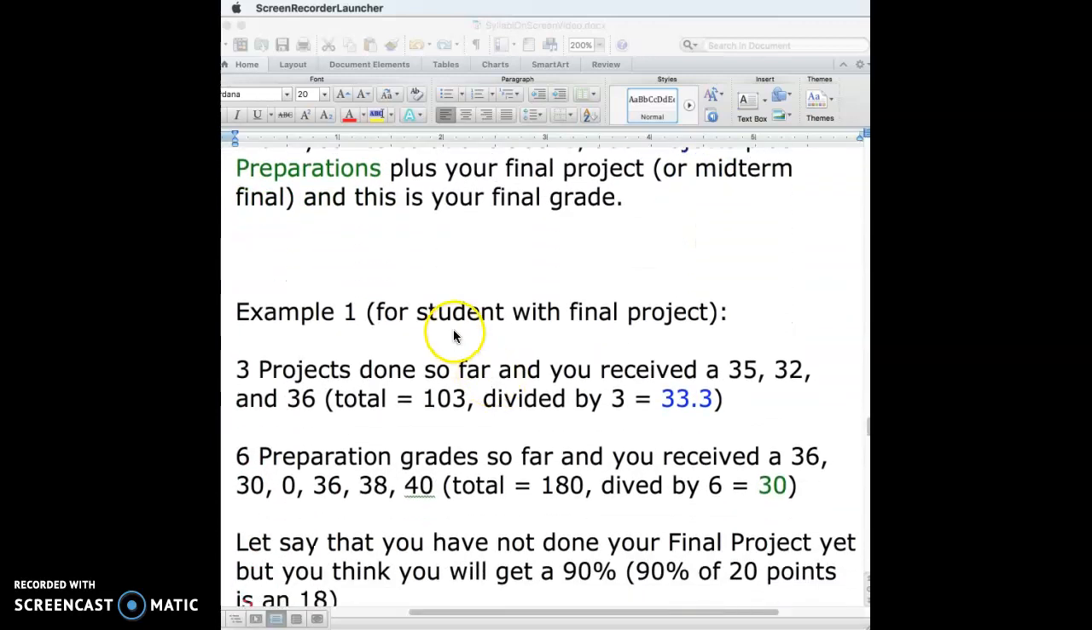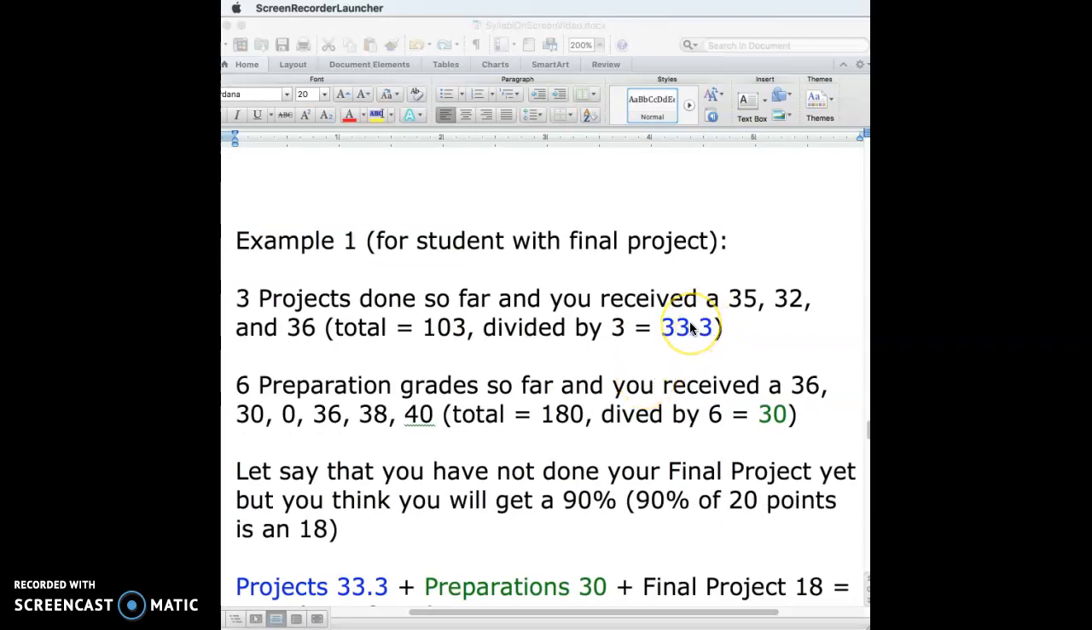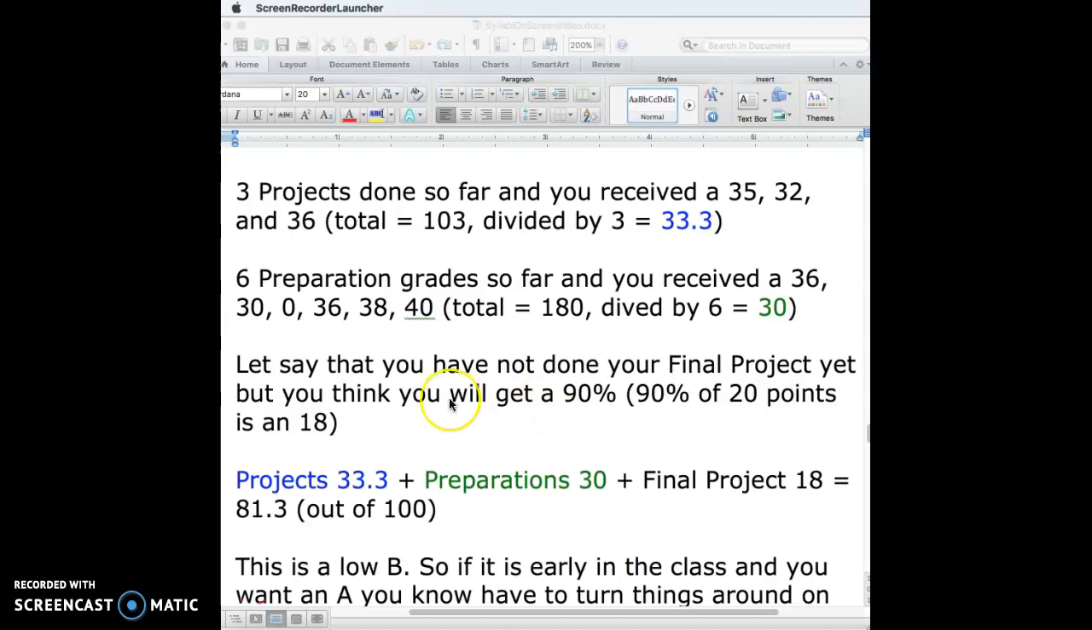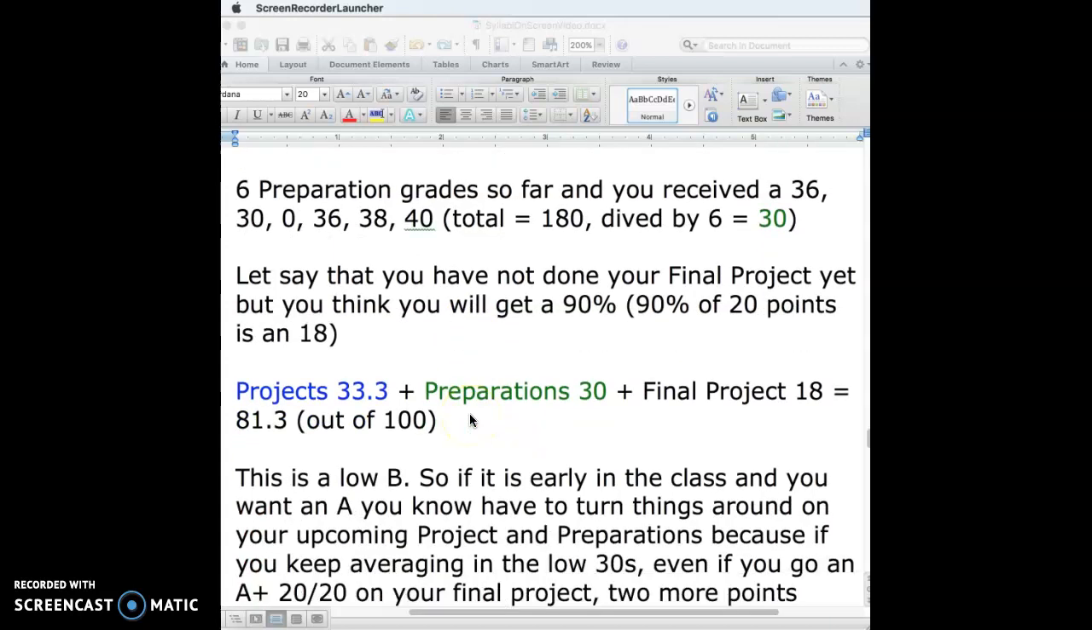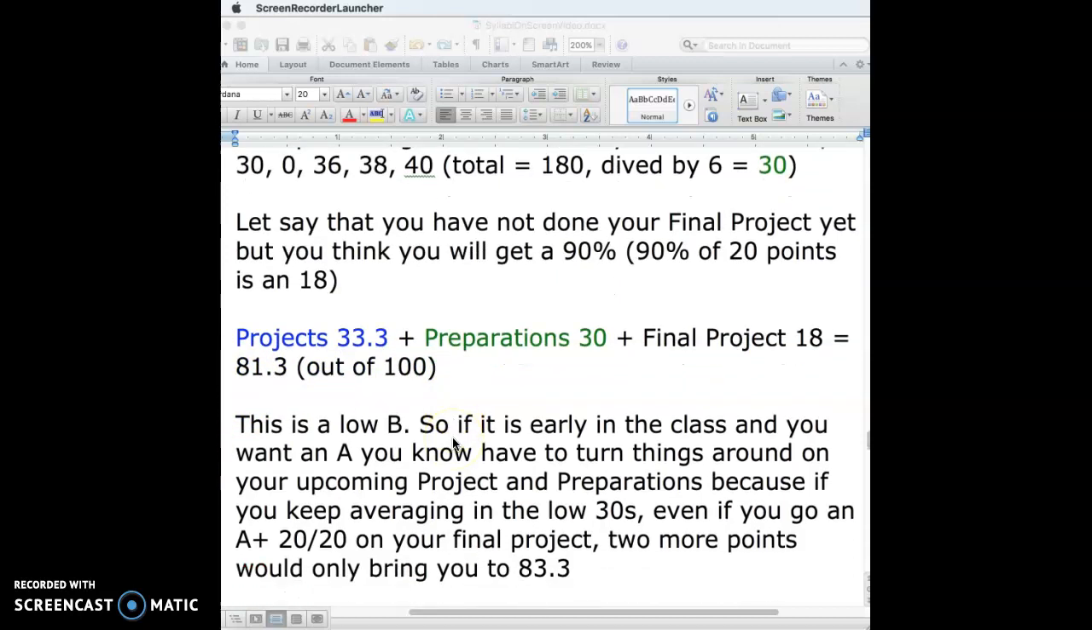So let's look at a student that has a final project, using the same numbers as before, which gave us an average of 33.3 and 30. And let's say that they think they're going to get 90% on the final project, which 90% of 20 points comes out to 18. So you take that number plus the 18 for the final, and you see the number comes out to 81.3, which is a low B grade.